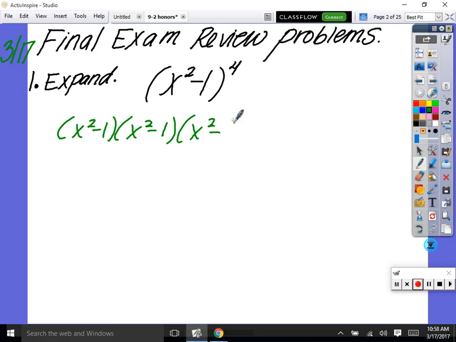Since it's to the 4th power, it's called final exam review problems, and you're just going to do this always in the same section of your notebook. We're not going to have them in every time, but at the end.